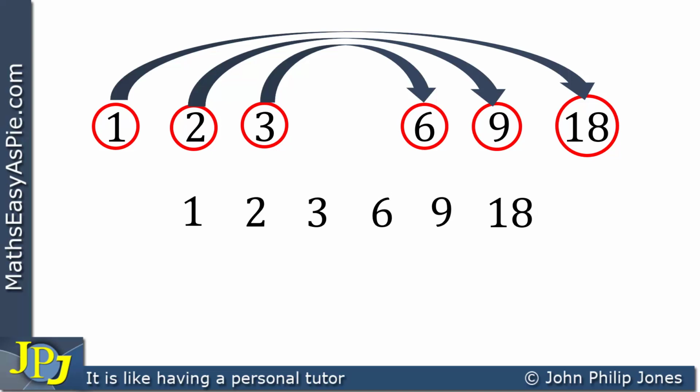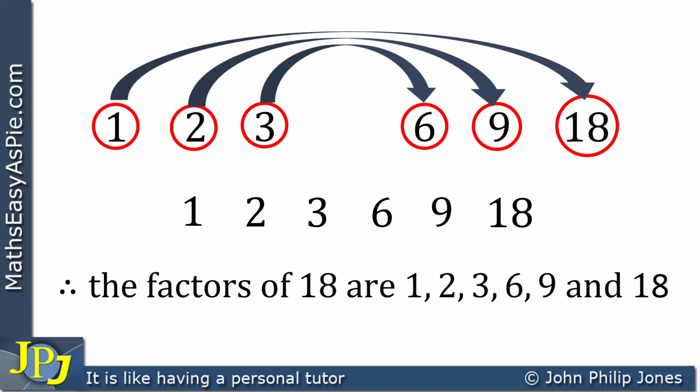Now what you would need to do to double check that this is correct is take the 18 divided by the 1, and you should get its factor pair. Divide it by 2 and you should get its factor pair, and so on. In other words, if you divide 18 by 1, 2, 3, 6, 9, and 18 in turn, you should get a whole number, which tells you the list that you've got here are factors. And we've obtained the factors by finding the factor pairs. Therefore, we can say the factors of 18 are 1, 2, 3, 6, 9, and 18.